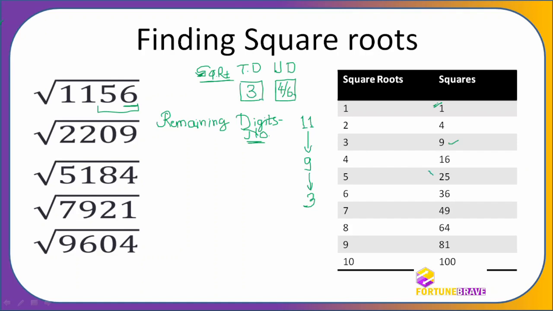So that becomes your first digit, your tens digit for the square root. I'll repeat it. The first digit of the square root will be the square root of the perfect square which is less than the remaining number. Here the remaining number is 11. The perfect square less than this is 9 and its square root is 3. Therefore 3 is your first digit, or tens digit.